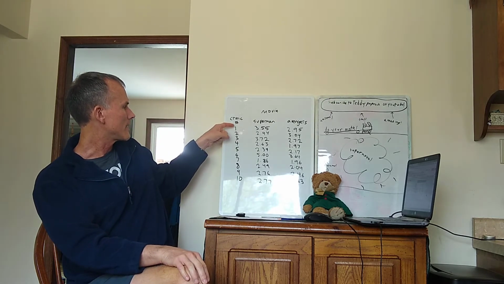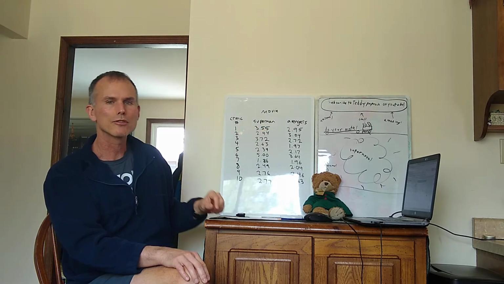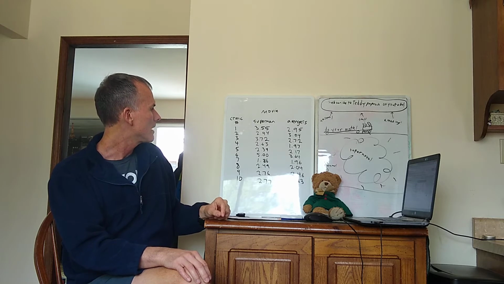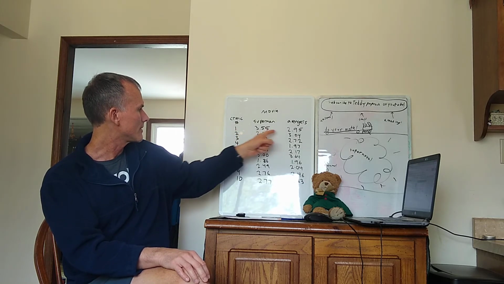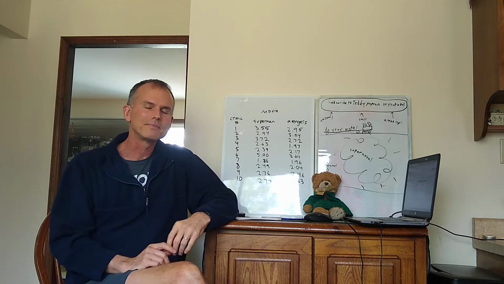Critic number 1, for example, gave Superman a 3.55 rating and the Avengers a 2.95 rating. Told you. Critic 2, however, liked the Avengers a bit better than Superman, as you can see, and on down the line.